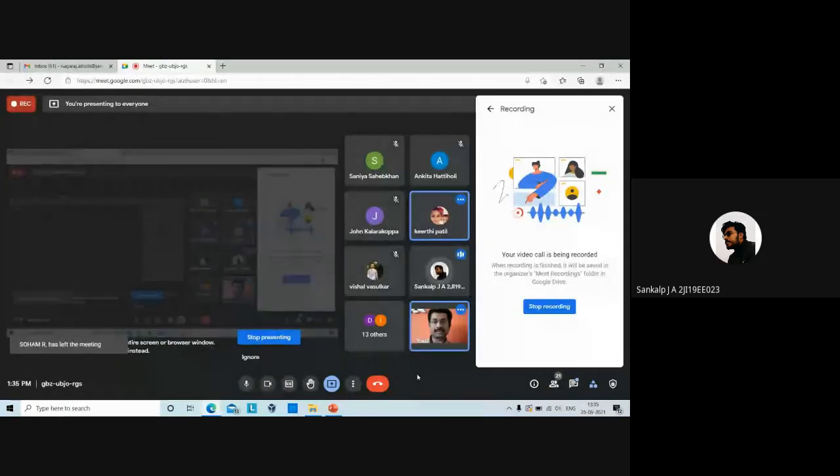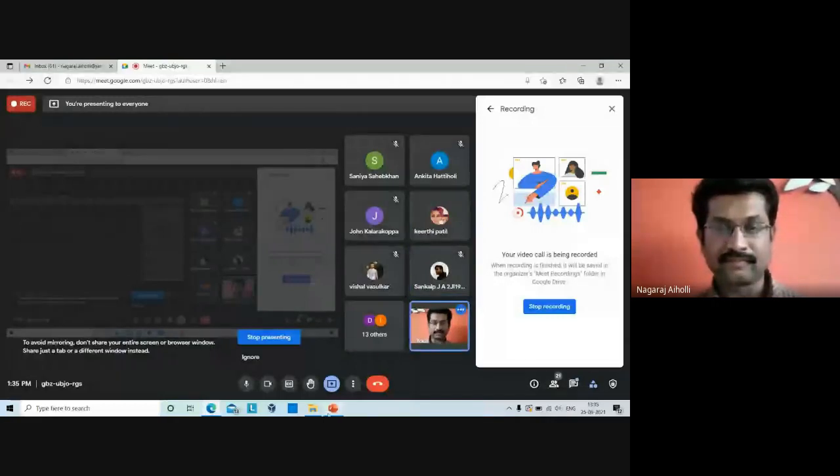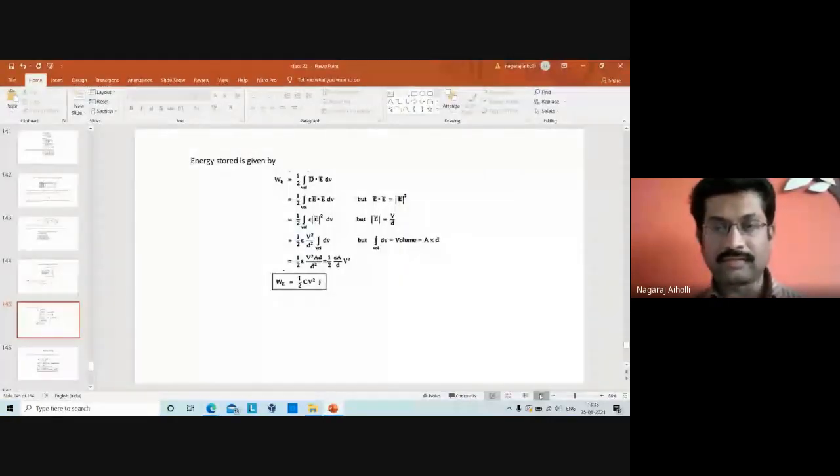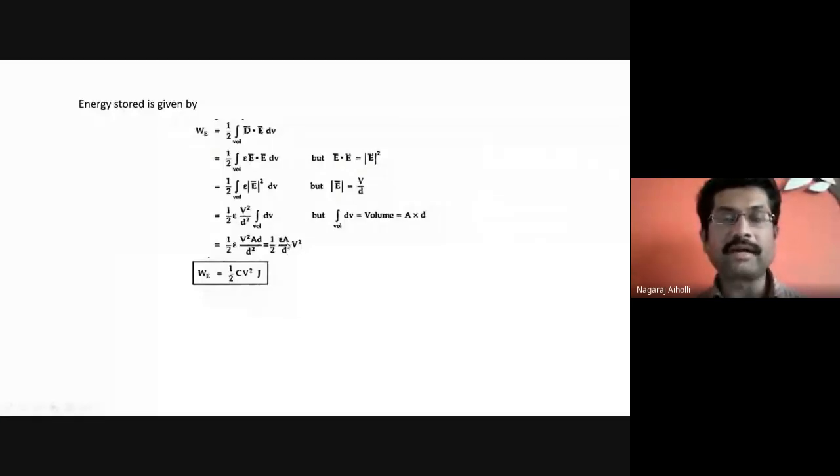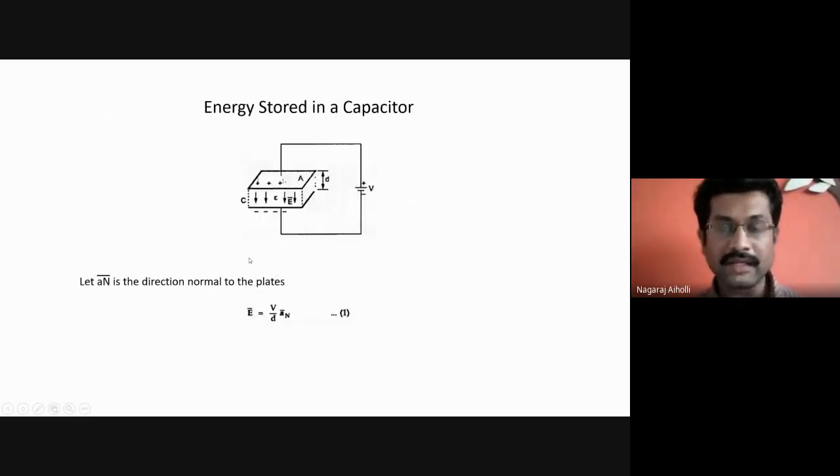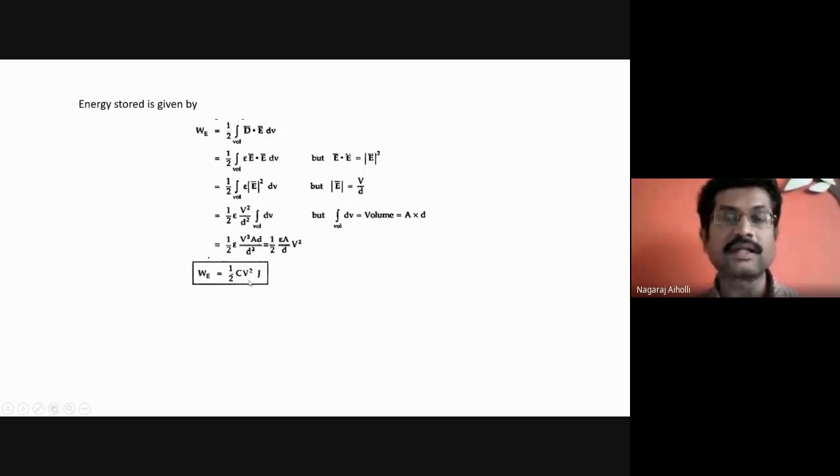Yes, sir. Okay. I will tell the answer. So C is equal to epsilon A by D. Simple. Capacitance is given by permittivity into area divided by distance. We have derived this equation yesterday itself. Correct? So epsilon A by D is capacitance. So WE is given by, replace epsilon A by D by C. We will get WE is equal to half C into V square joules. Right? This is the amount of energy stored in the parallel plate capacitor. The energy stored in the parallel plate capacitor is given by W is equal to half CV square joules.